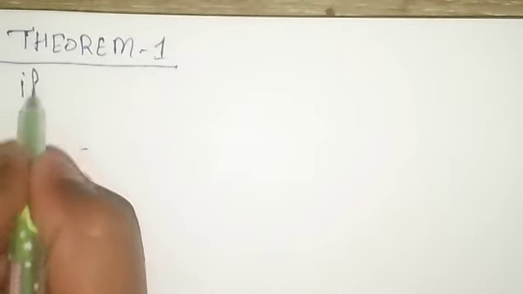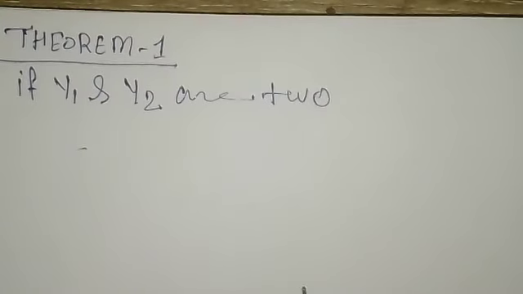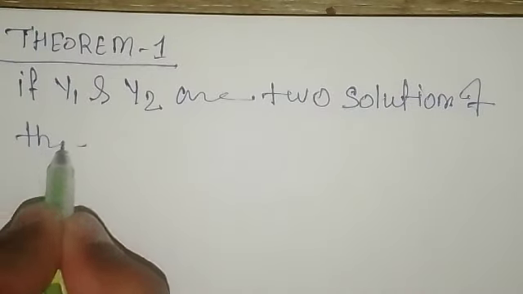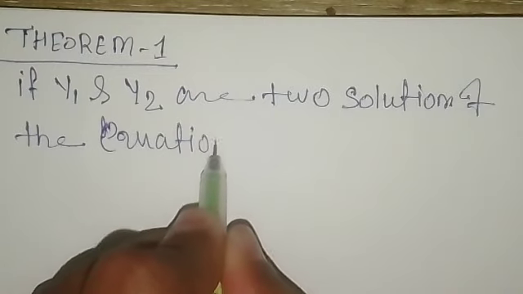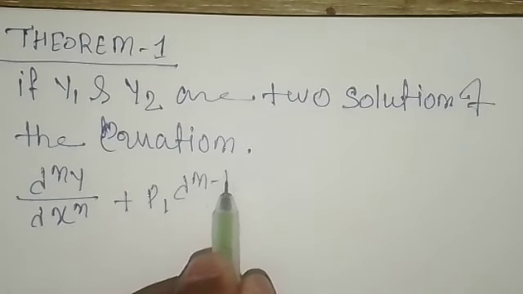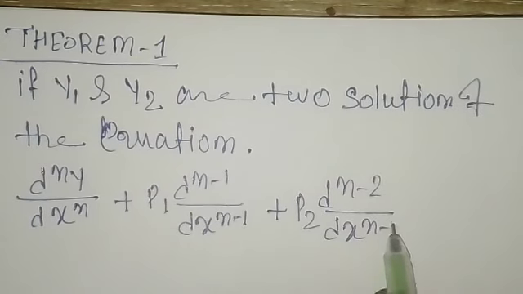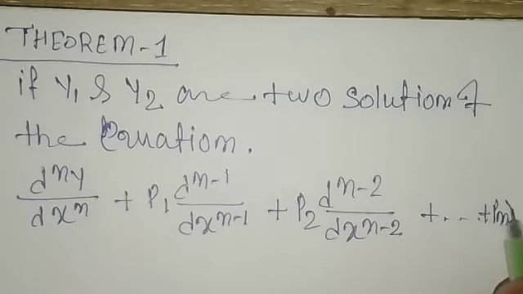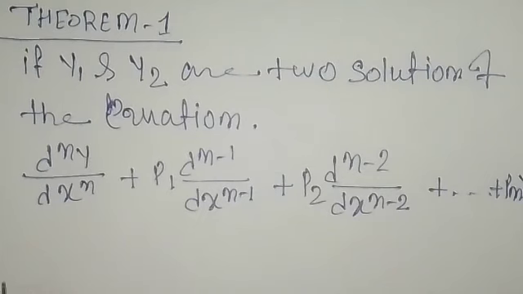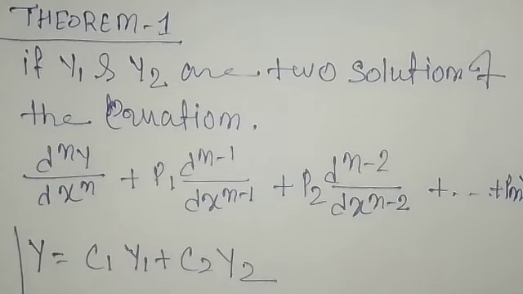If y1 and y2 are two solutions of the equation d to the power n y by dx to the power n plus p1 d to the power n minus 1 y by dx to the power n minus 1 plus p2 d to the power n minus 2 y by dx to the power n minus 2 plus so on, plus pn y is equal to q of x, then its solution is y is equal to c1 y1 plus c2 y2, the solution of the above equation.